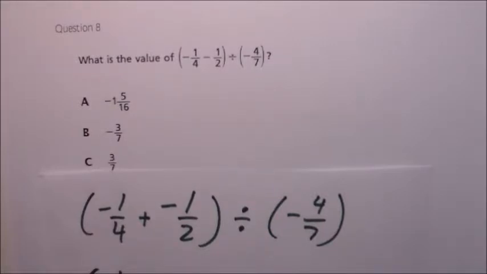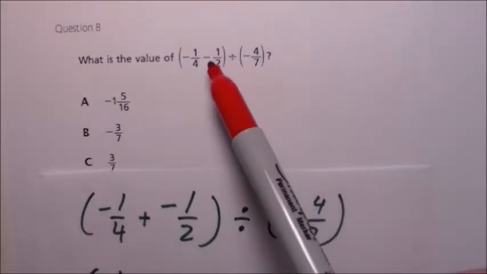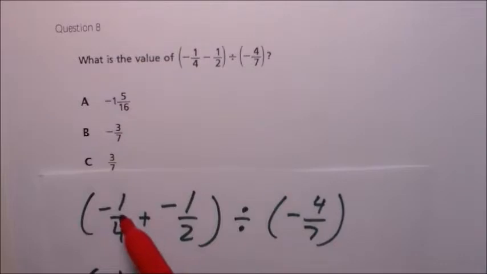So we have negative 1/4, and we're going to change this minus to adding the opposite. Negative 1/4 plus negative 1/2. I know we're dealing with fractions and integer rules, but it shouldn't really disturb us too much because we know how to add fractions together, and we know that two negatives added together is just going to be adding the numbers and keeping the sign, right?